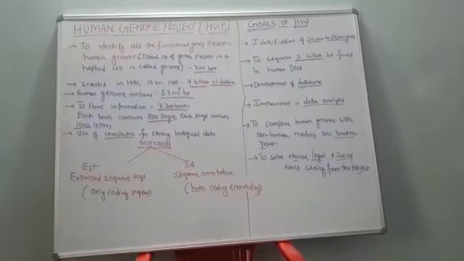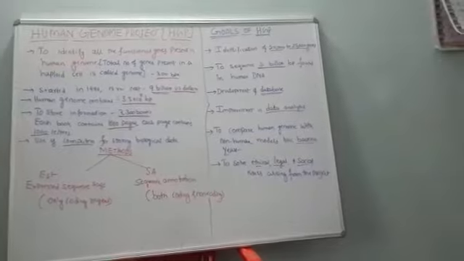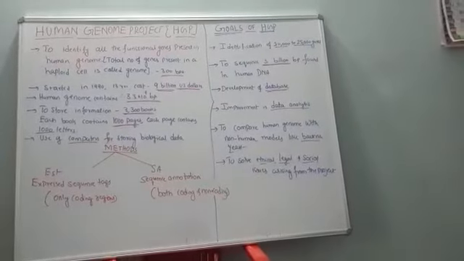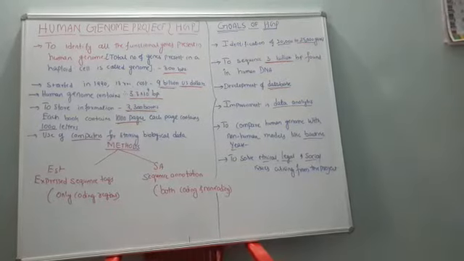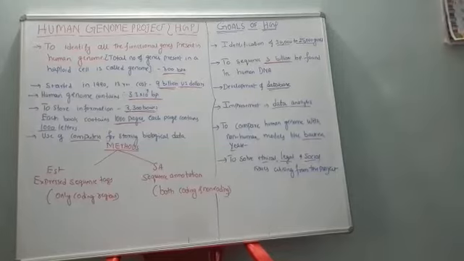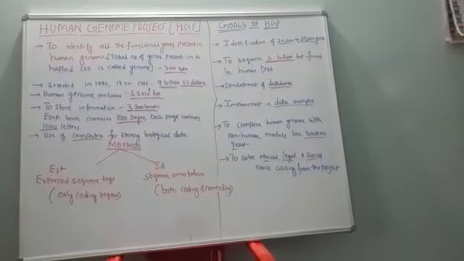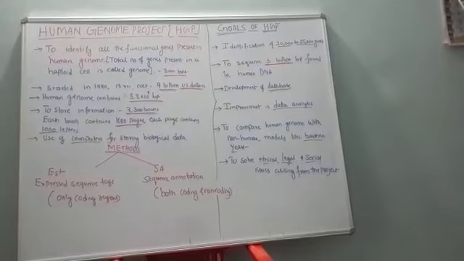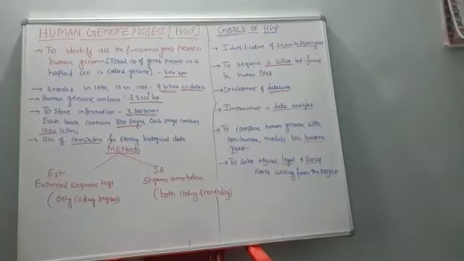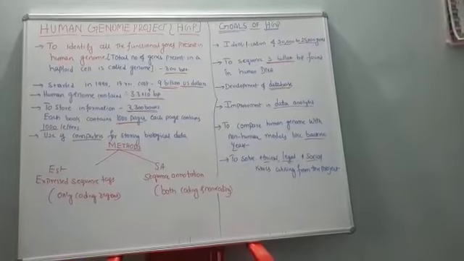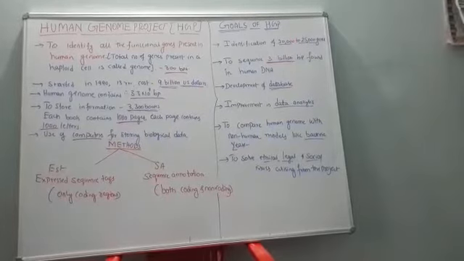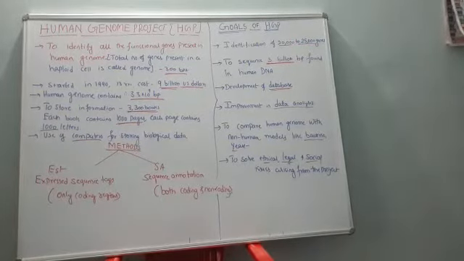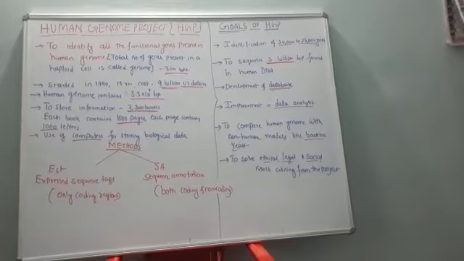Now let me highlight some of the goals of the Human Genome Project. The main goal of the Human Genome Project is to sequence the nucleotides of a human genome, or to find out all the functional genes. That was the main aim. Apart from that, the other major goals, let me tell you one by one. First goal was to identify 20,000 to 25,000 genes which are present on the chromosome.